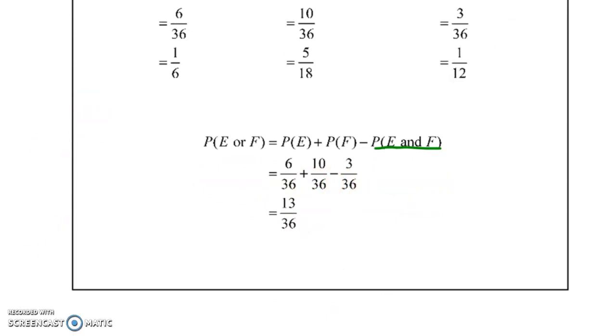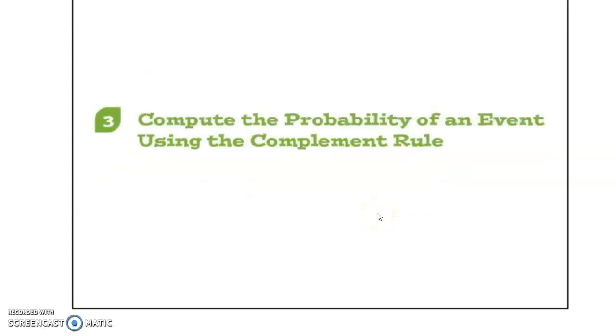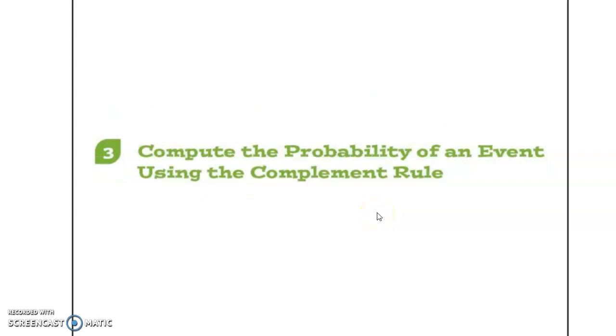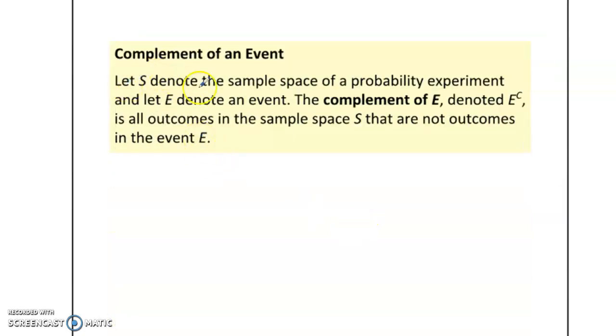All right, moving on. Using the complement rule is a little bit different. The complement rule deals with whether an event happens or whether the opposite of that event happens. Here's the definition, rather. If S is the sample space of a probability and E is an event, the complement of E is everything that didn't happen from that event.